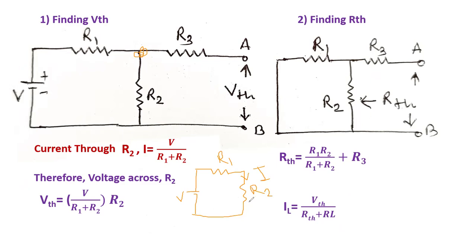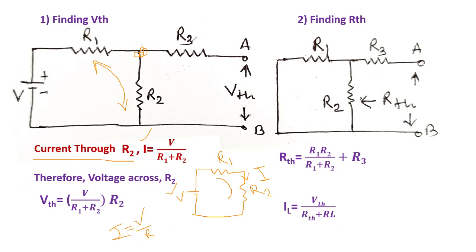How much current is passing through this R2, if we want to find that out, that is the current through R2 is equal to I equals V by R. This is the formula, I equals V by R. So V is this V, and R is what? That is R1 plus R2, because the two resistors are connected in series. So I equals V upon R1 plus R2, that is R equals R1 plus R2. In this way we can form this equation.